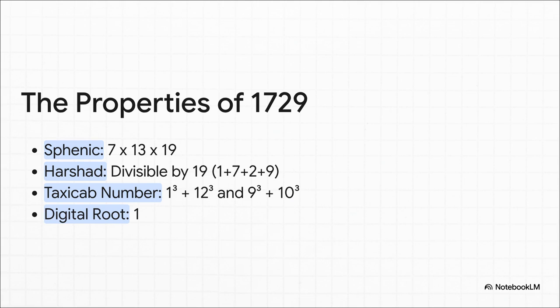It's a Harshad number, which connects it to other numbers in our set. Its digital root is 1, so it's got cyclicity. And on top of all of that, it's the famous taxicab number, the smallest number you can write as the sum of 2 cubes in 2 different ways. It's just a perfect showcase of this whole idea.